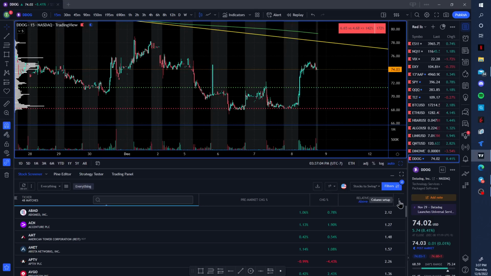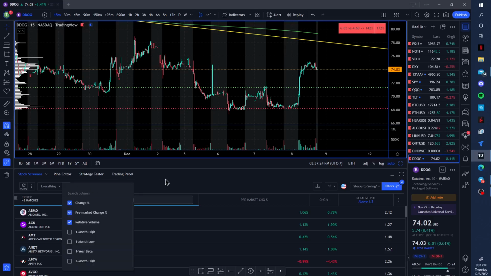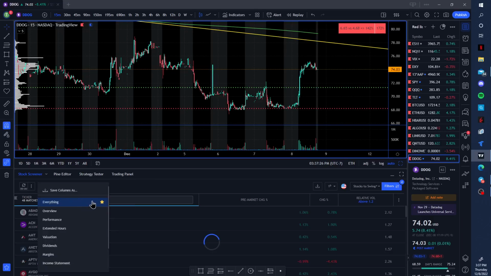So if you want that, you can go to column setup, type in what you want the columns to look like, and then either check them on or off. So you can check percent change, pre-market percent change, and relative volume I would keep on there. And then you can create your columns that you like. If you want to save that, over here is where you save your columns and you can type in whatever you want. I just have it as everything.